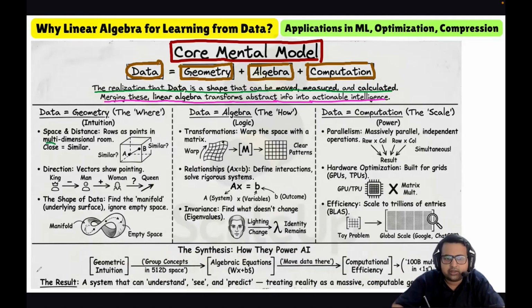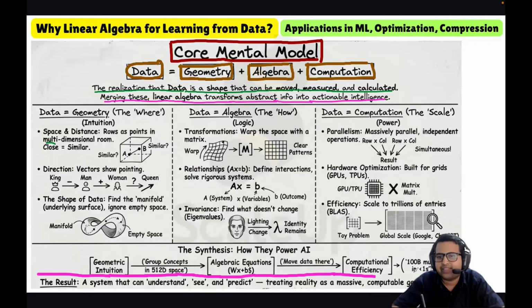So overall, the result is a system. We get a system that can understand language, a system that can see objects, and a system that can predict the future, all by treating reality as a massive computable geometric grid. So if we consider data equals geometry plus algebra plus computation, we can treat reality as a massive computable geometric grid wherein our system can understand, see objects, and predict the future.